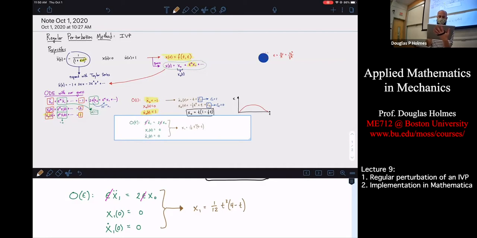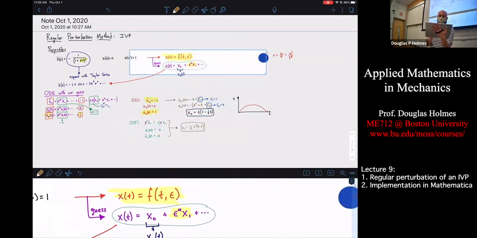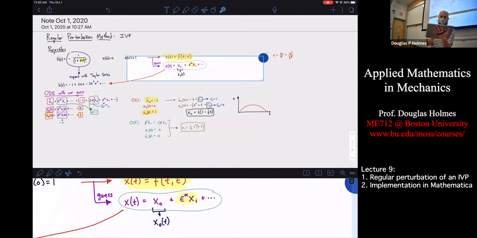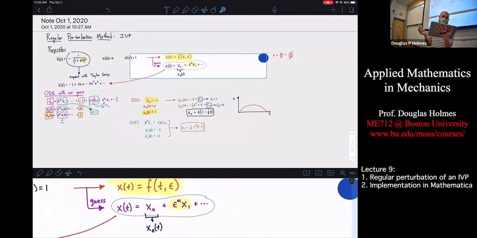Let me go back to our guess. We know that x of t is going to be a function of t and epsilon. We guessed that we could write x of t as a general series expansion: x naught plus epsilon to the alpha x1 plus epsilon to the beta x2 plus epsilon to the gamma x3, and so on. Now the left-hand side is what we want, and the right-hand side contains something we know, usually epsilon, and three unknowns: x naught, alpha, and x1.